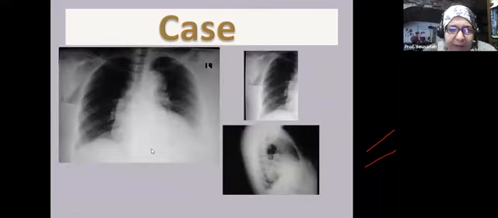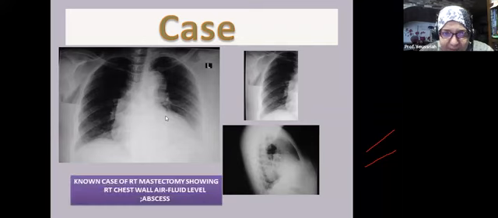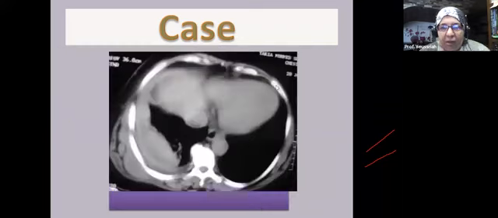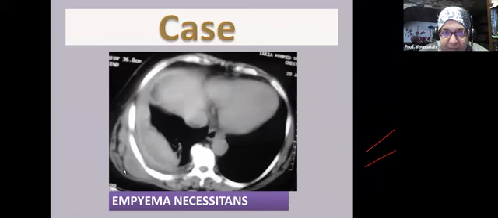This female patient had right mastectomy, and you can see here, look at the right axilla. There is a fluid level in the right axilla. There was a post-mastectomy abscess formation in the right axilla. In this case, as you can see, there is pleural loculation and thick wall enhancement. This is an empyema, and this empyema extended to the chest wall. So this is empyema necessitans.